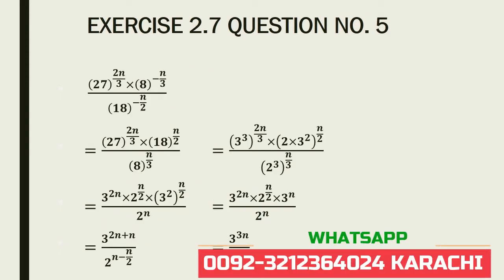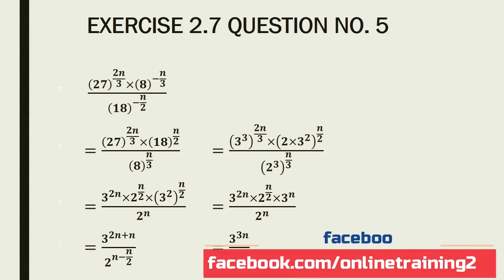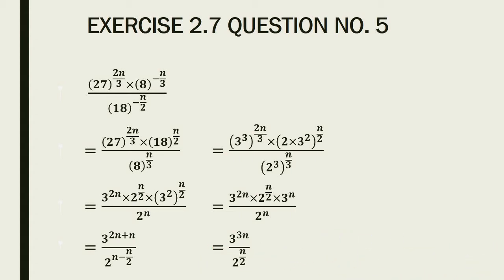Let's start with question number 5. That is 27 whole raised to the power 2n by 3 into 8 raised to the power minus n by 3, whole over 18 raised to the power minus n by 2. Just rearrange this question like this. 27 whole raised to the power 2n by 3, 18 comes up. In order to make its power positive, 18 is coming up, so we write 18 raised to the power n by 2, its power now becomes positive n by 2, and 8 comes down in order to make its power positive, so whole upon 8 raised to the power n by 3.